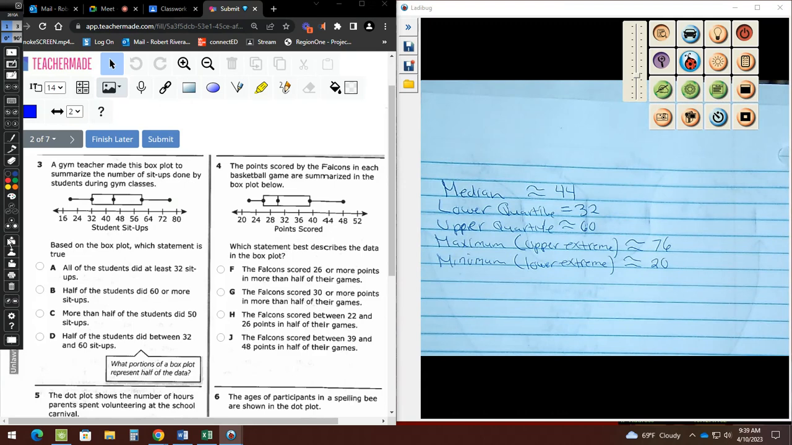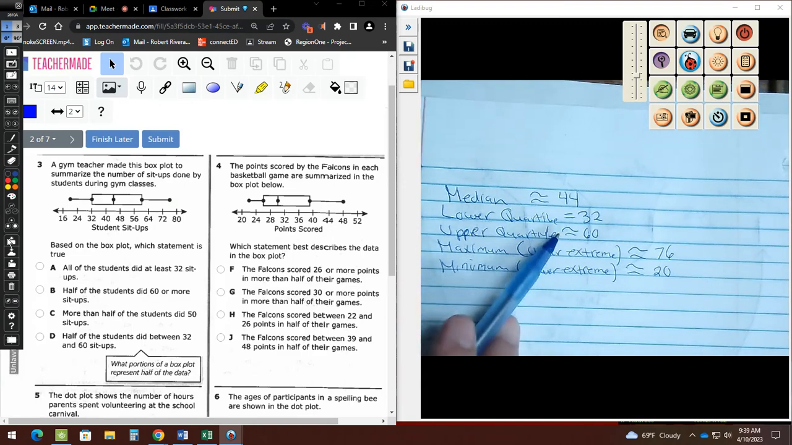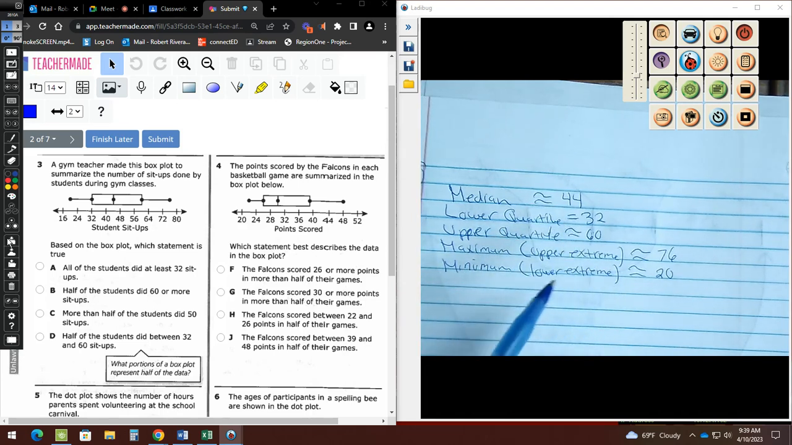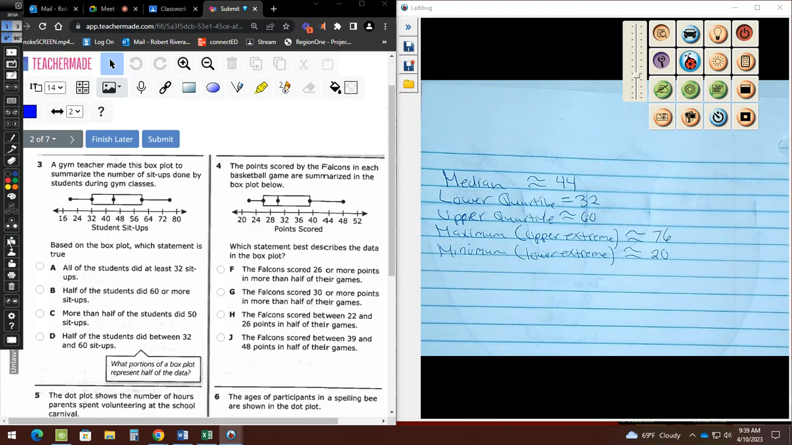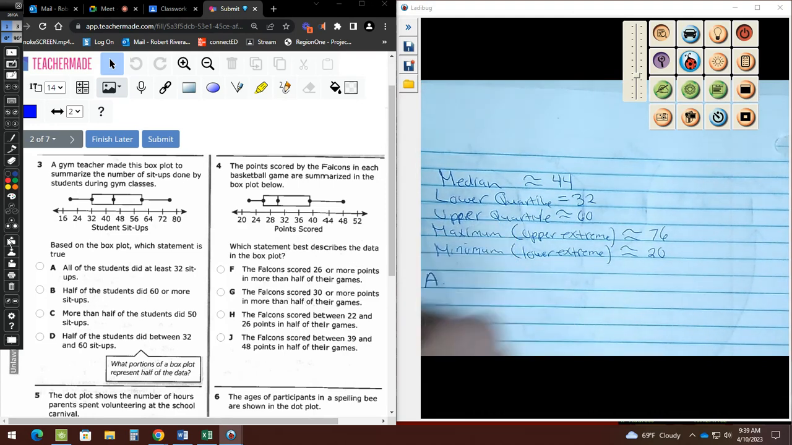No. So the only one that for sure we have is the lower quartile right now. The rest are kind of estimates, which is okay. Now let's check the choices. Letter A. It's a true question again. All the students did at least 32 sit-ups. Is that true? False.